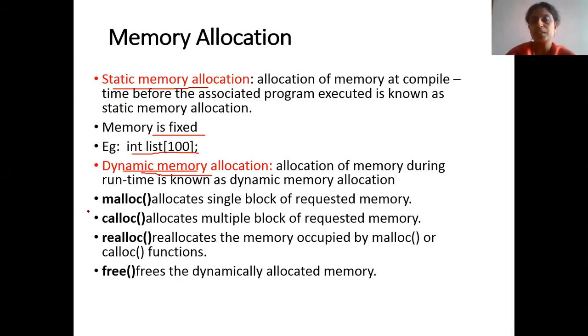Some of the functions we use to allocate space are malloc. I think these concepts we have studied in the last semester also. Malloc is to allocate a single block of requested memory during runtime. Runtime means when the program executes, memory allocation is possible with the help of malloc, and if multiple blocks of memory are needed, then we can go for calloc. When you need to reallocate, to reallocate what is already allocated, you can go for realloc.